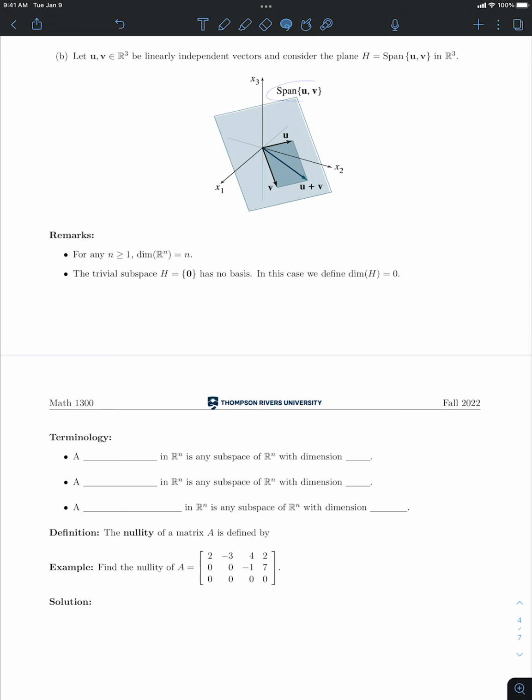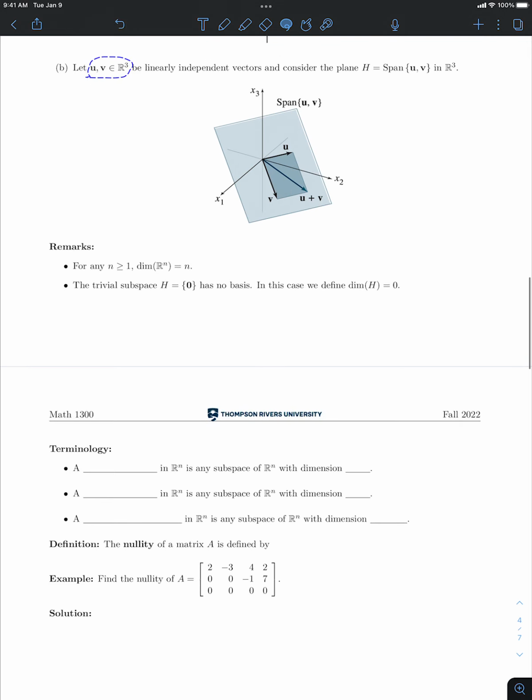Well, remember how you get a plane? You take all the linear combinations of two non-zero vectors where neither of the two vectors is a multiple of the other. Under those circumstances, if you take all the linear combinations of those two vectors, you're going to generate a plane in R3. Saying two non-zero vectors, neither of which is a multiple of the other, is the same as saying two vectors that are linearly independent.